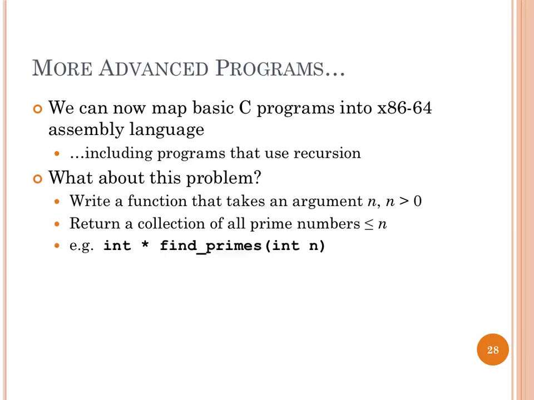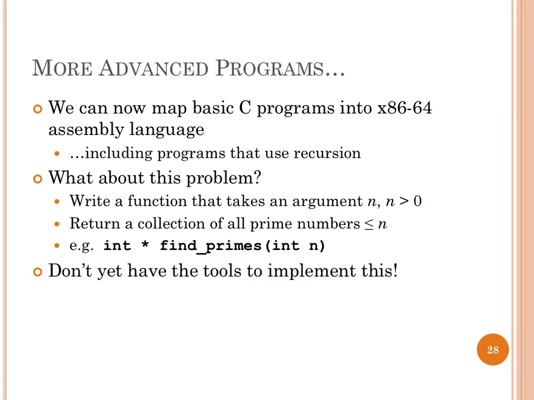I have a function that I'd like to write. I don't know why one would write this in assembly code, but let's say we have find primes. We give it n, and it's supposed to give us back a collection in some representation or another of all the prime numbers up to n. Okay? Can we build this? I assert that we can't.